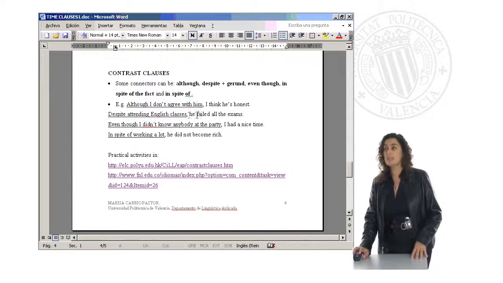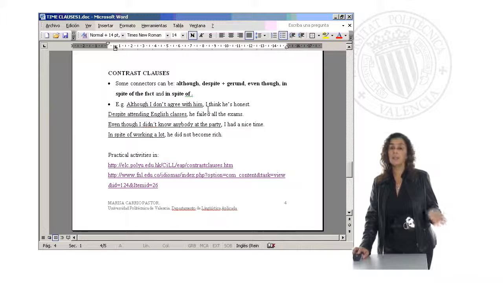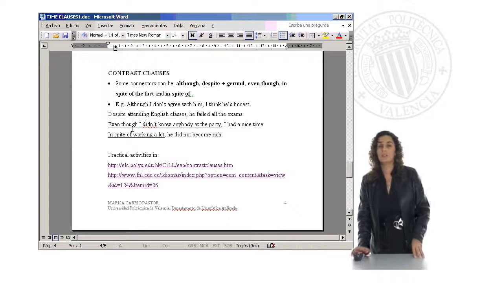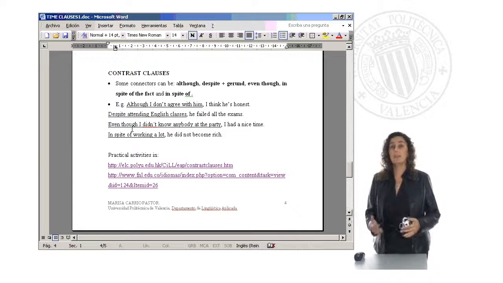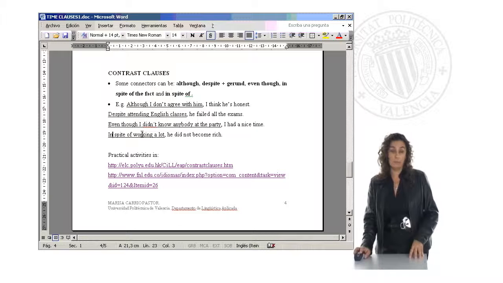Despite attending English classes, he failed the exam. I'm contrasting what happened. Despite attending, he failed. The contrast of the situation. One is not the consequence of the other, but it's something that we don't expect, really. Even though I didn't know anybody at the party, I had a nice time. Even though, again, in spite of, remember, plus a gerund, that after the preposition we use the gerund. In spite of a lot, he did not become rich.